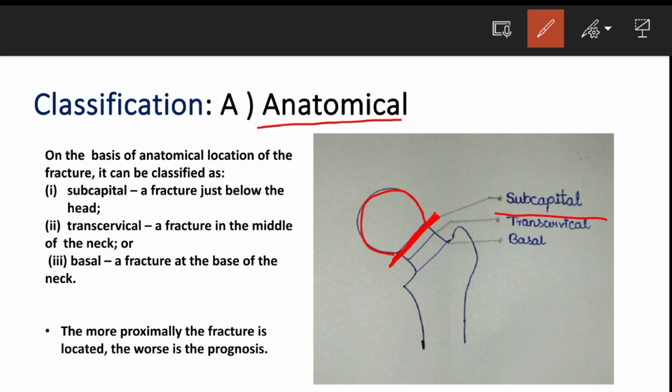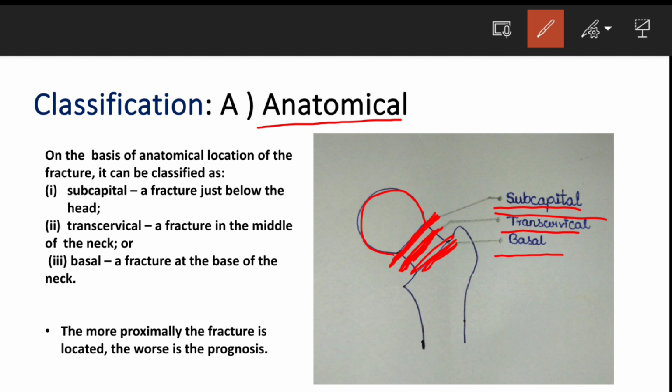Transcervical is the one in which the fracture is in the middle of the neck. See, the fracture which is in the middle of the neck is called transcervical, and the fracture which is at the base of the neck is called basicervical or basal. So in anatomical classification, it can be classified as subcapital, transcervical and basal.